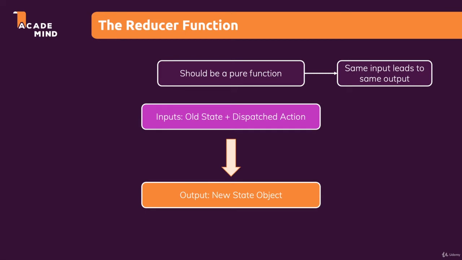function. So you must not send an HTTP request or write something to local storage or fetch something from local storage there. Instead, a reducer should really just be a function that takes the given inputs, which are provided by Redux, and then produces the expected output, a new state object.